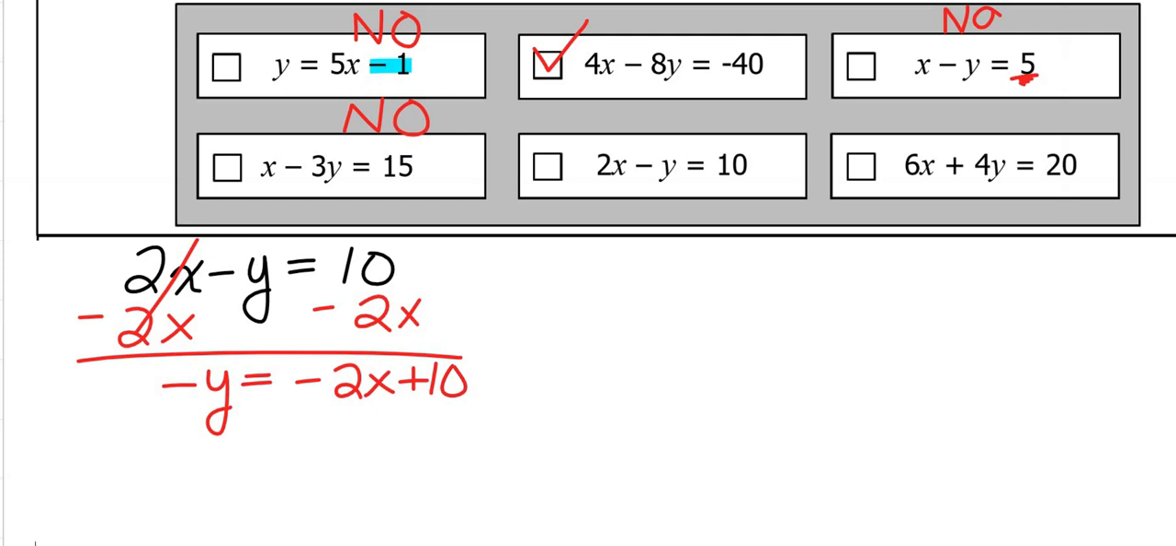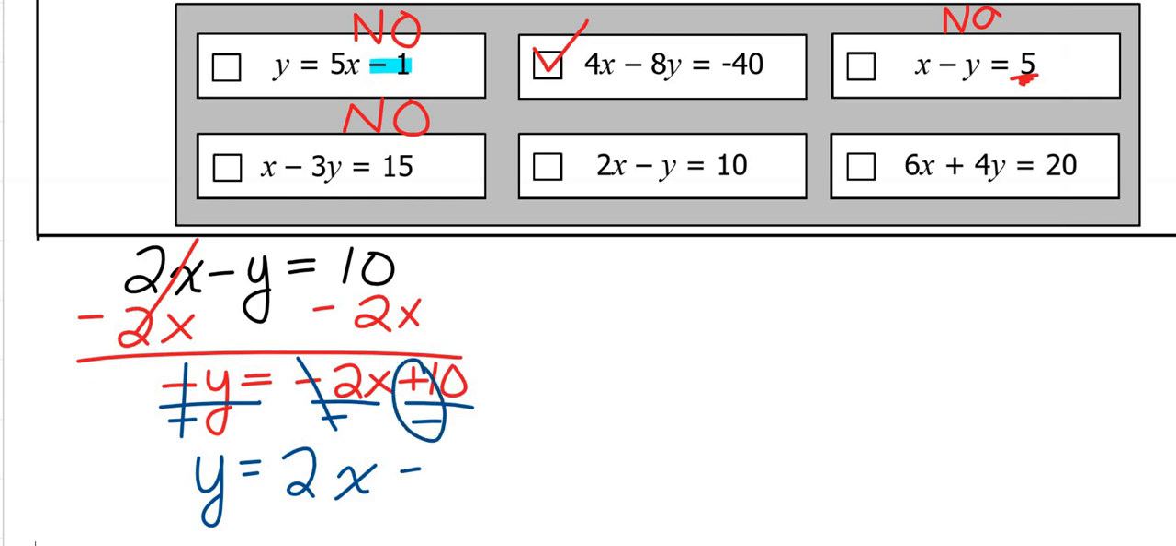Get rid of the negative in front of the y. So basically divide out the negative. Cancels in front of the y equals. The two negatives here make a positive, so now it's 2x. And then positive 10 divided by a negative gives you a negative 10. So again, not what we want, no.